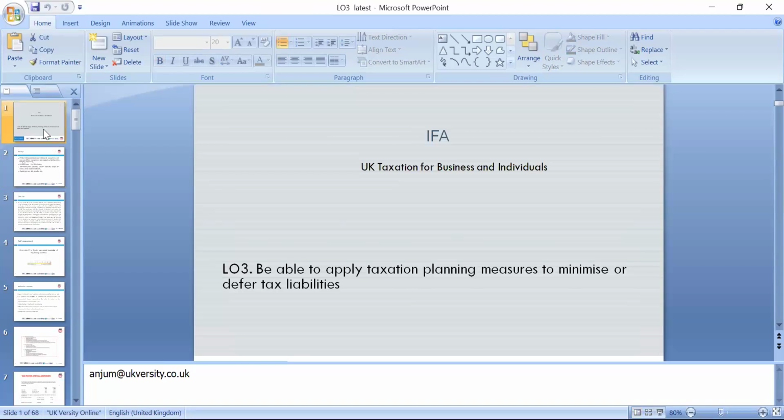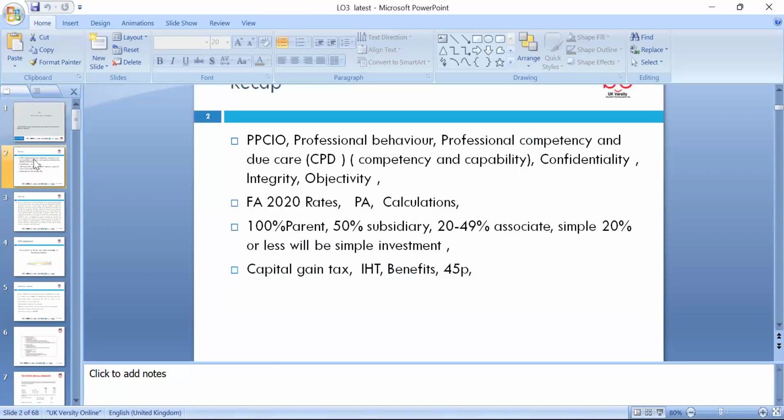Today's lesson is about LO3, which is being able to apply taxation planning to minimize the deferred tax liability. In the previous lesson we discussed ethics.